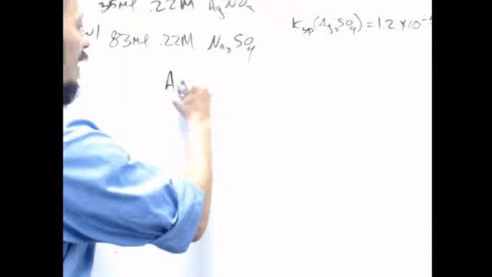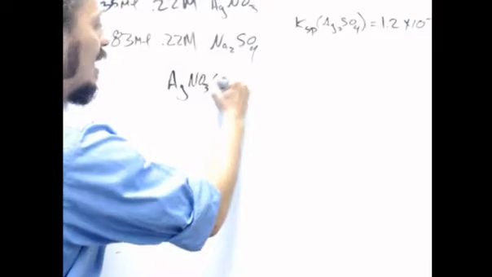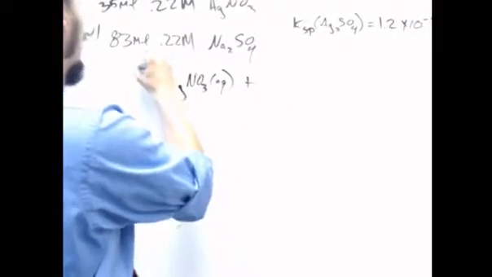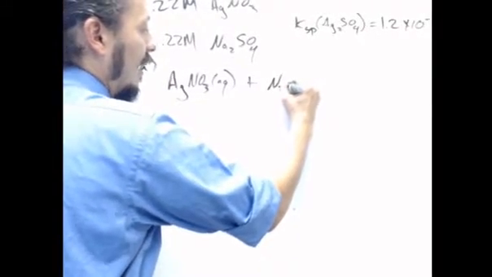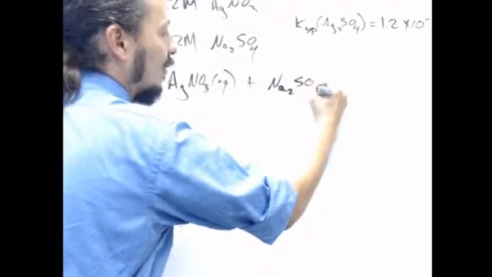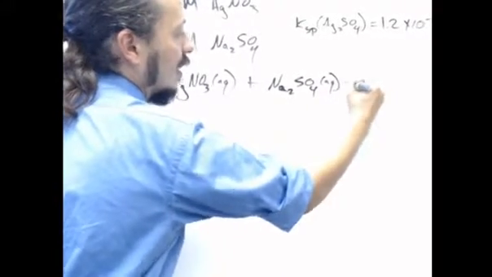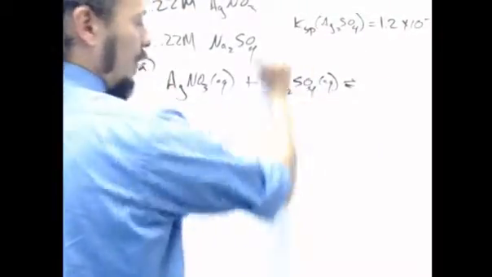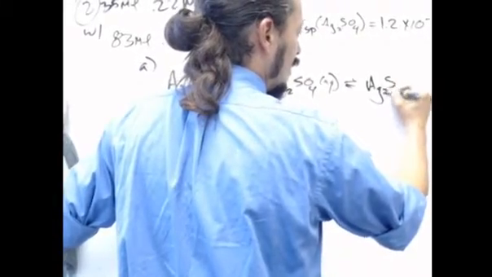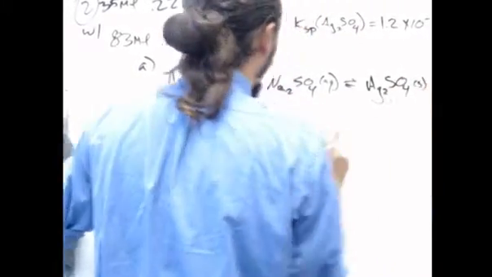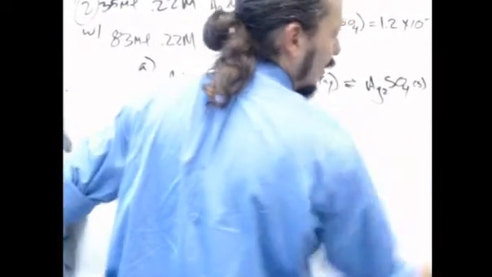So I'm going to look at problem 2, part A. AgNO3 aqueous plus Na2SO4 aqueous goes to Ag2SO4 solid plus sodium nitrate. I don't care about the sodium nitrate. It's uninteresting. I need to get my number of moles.